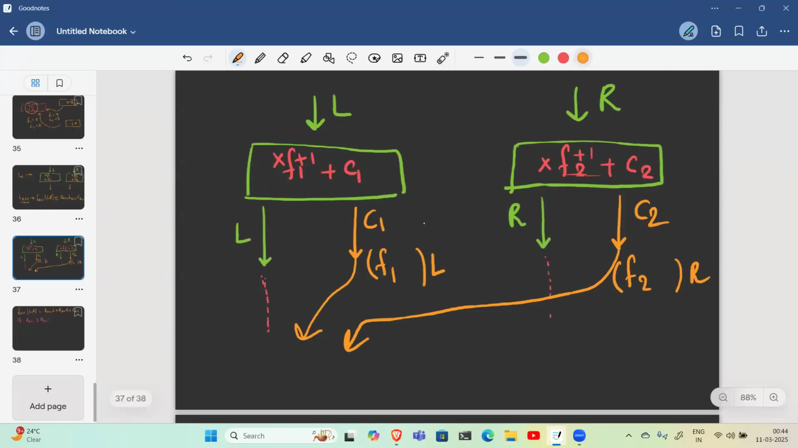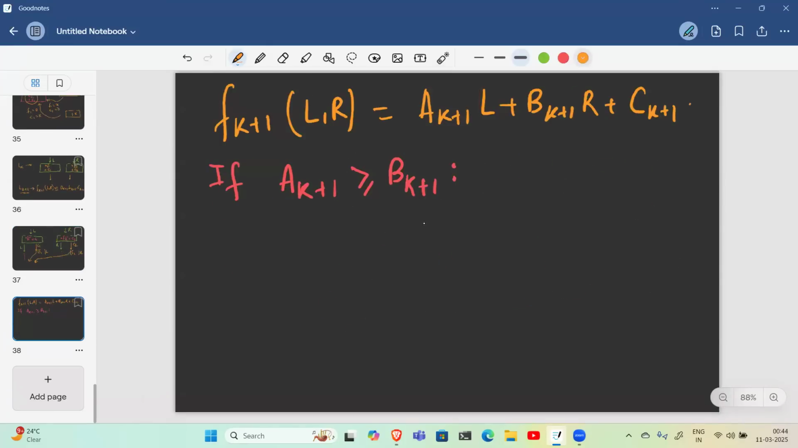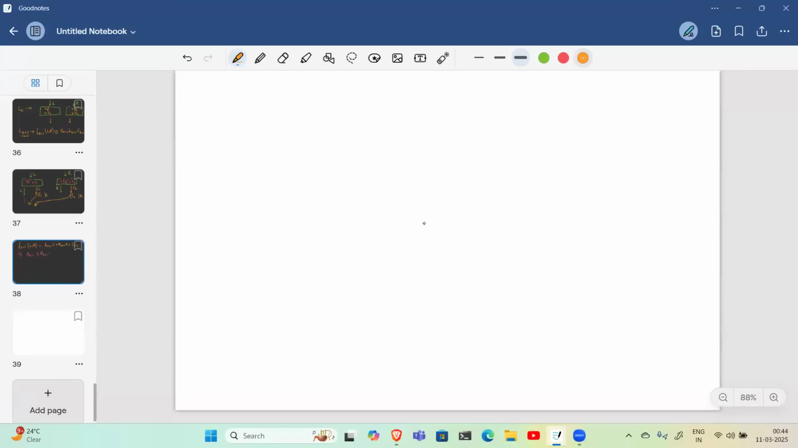Okay, so that is my idea. So let me write this. So if that happens, what is the value of f_k(L, R)? f_k(L, R) is how many maximum people can I get if L people pass through lane 1 and R people pass through lane 2?